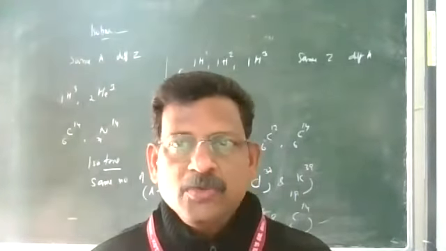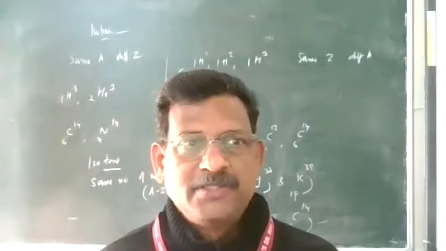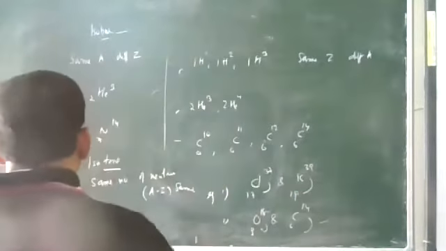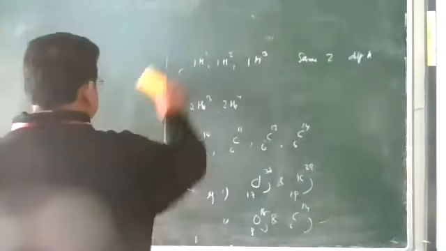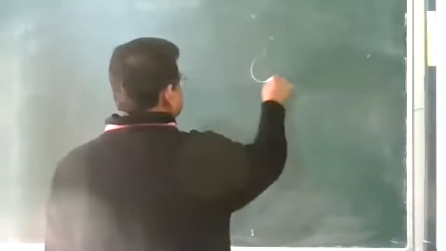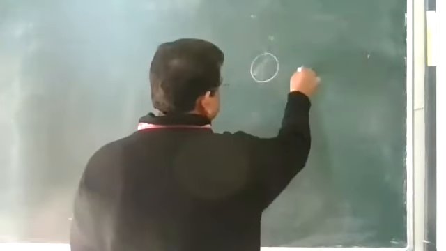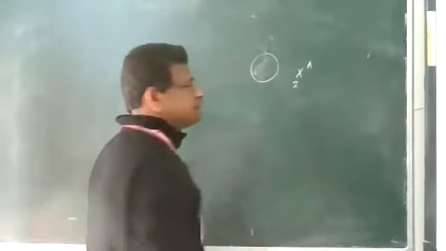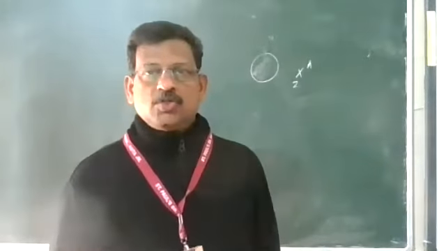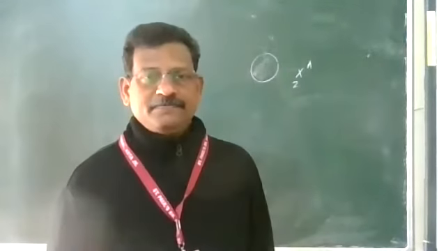So binding energy of a nucleus can be calculated from the mass difference. Suppose we consider a particular nucleus. So we are going to discuss the binding energy. So consider nucleus X with mass number A. So total number of nucleons is A.